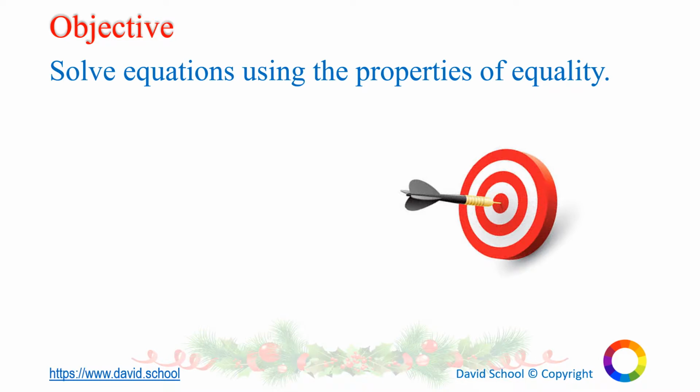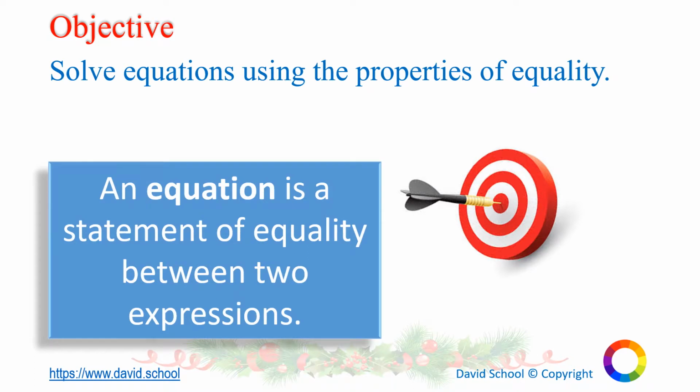An equation is a statement of equality between two expressions. We have learned how to evaluate algebraic or numerical expressions in the last lesson. For example, 2x minus 7 and x minus 28 are two expressions. If they are equal, then we use the equality sign to show that they are equal. Now 2x minus 7 equals x minus 28 is an equation.